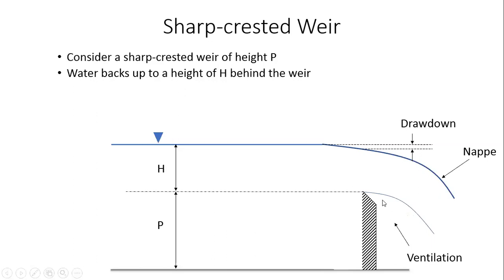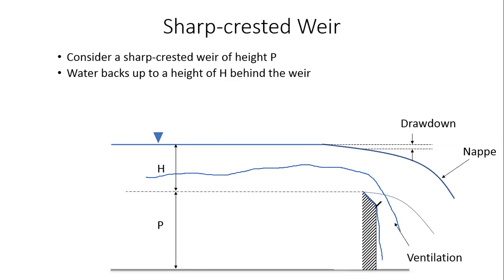So you can imagine if this height was very small, right? Let me try to draw that. Okay, if this height was very small, assume it's a straight line, then the water may just flow down like this. It may just stick to the surface and flow down, right? If that happens, then there's no ventilation.